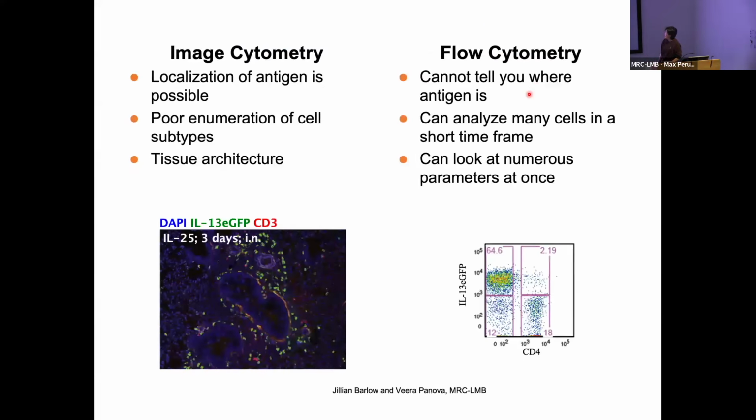So flow cytometry, compared to the microscope, comes with its own advantages. But a flow cytometer cannot tell you where the antigen is. However, it can analyze many cells in a very short time frame. Also, it can look at numerous parameters at once.